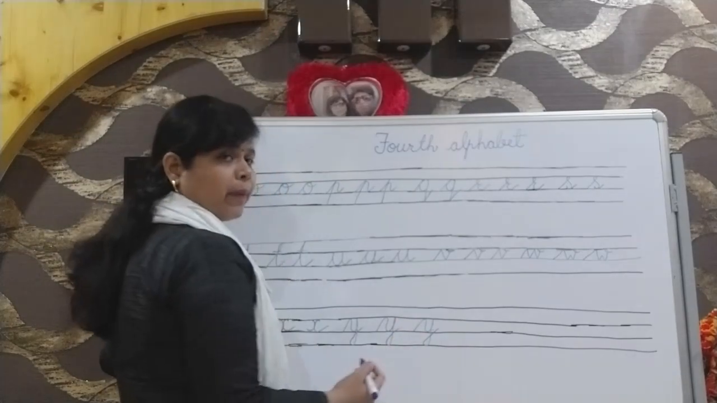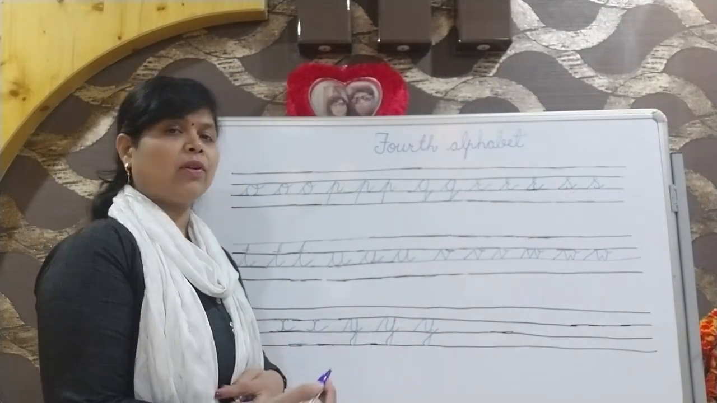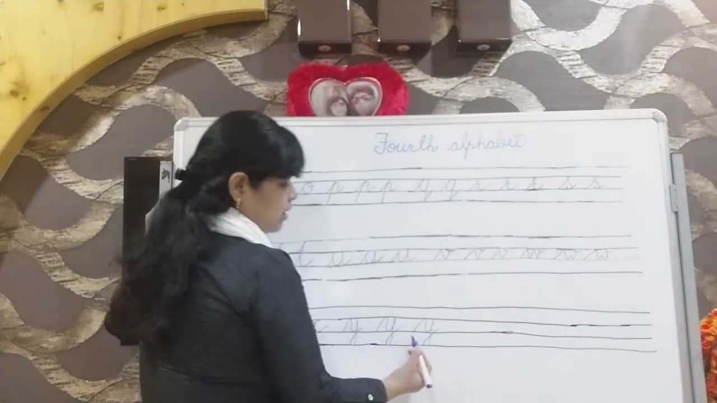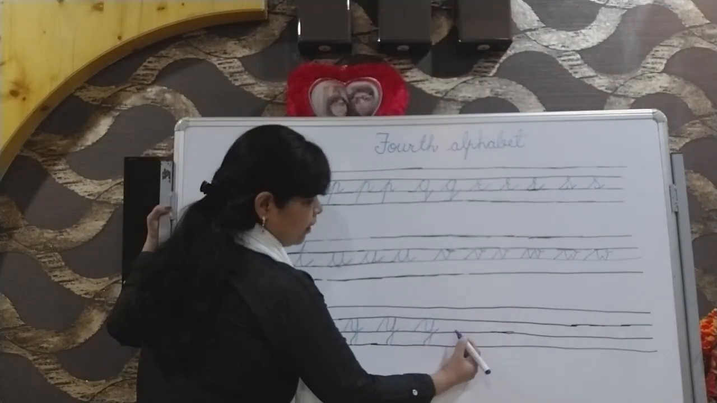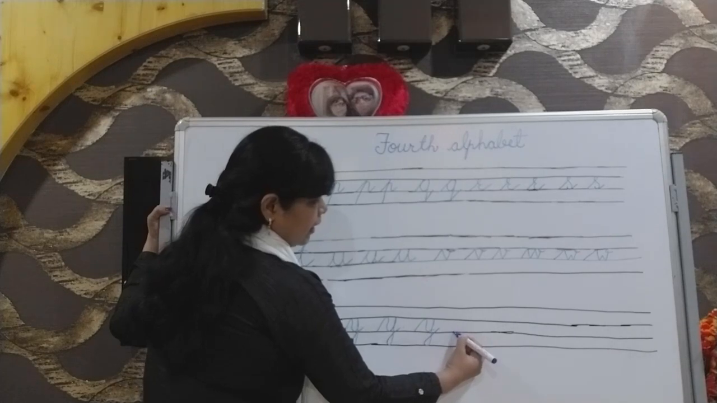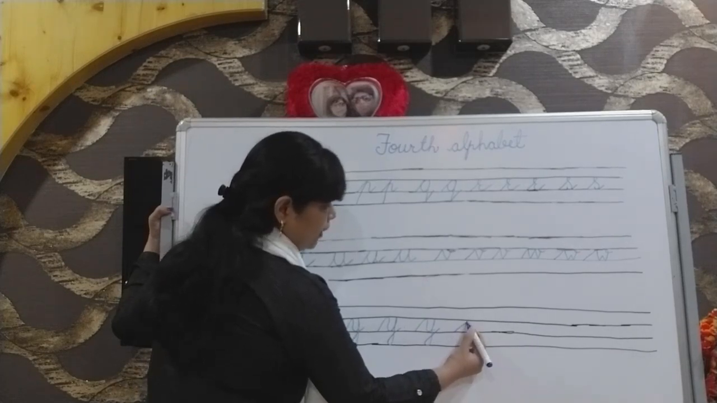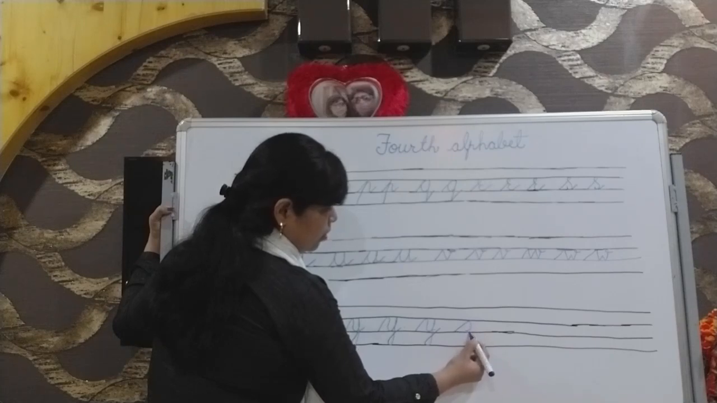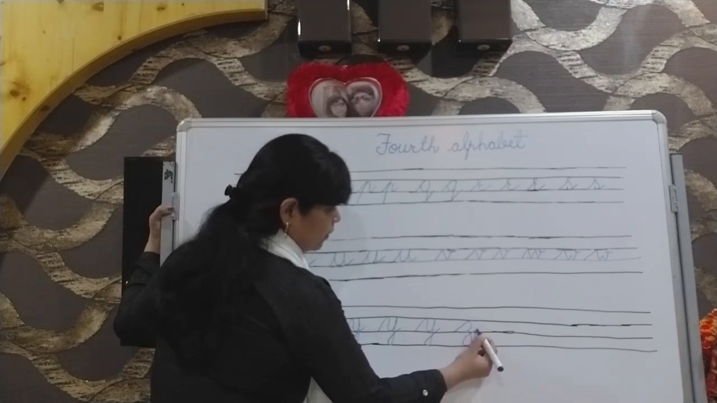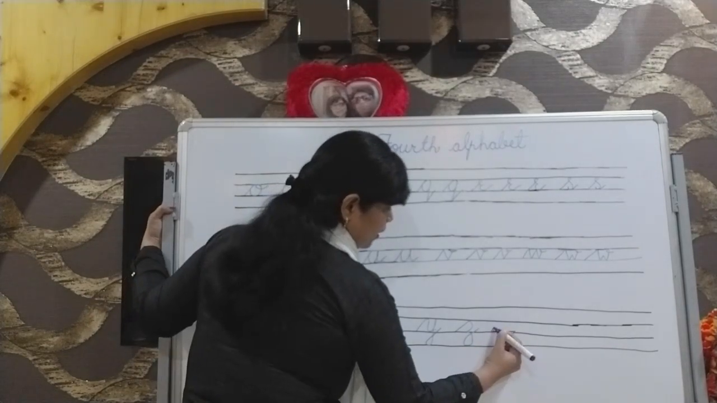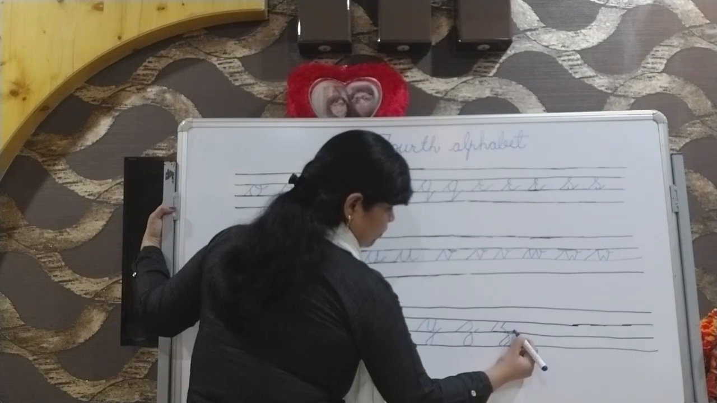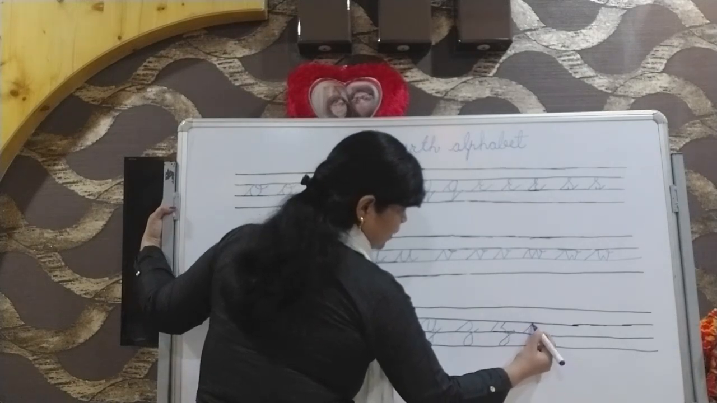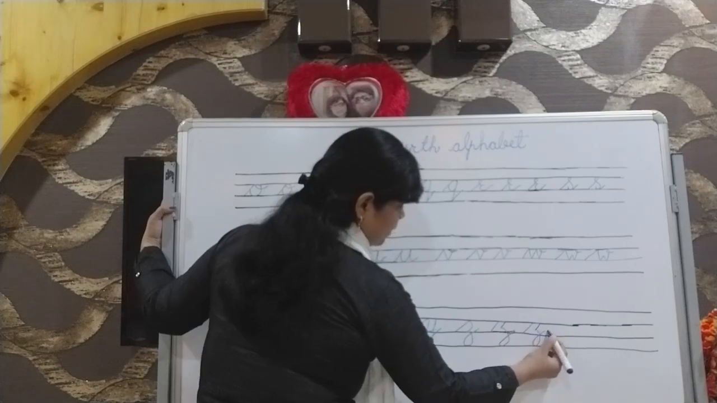Now Z. Z is a little typical. Students are feeling problems to draw Z. Look carefully please. How we have started Y, in the same manner we will start Z. Slanting line in the middle line. Then move, and yes. On three lines we have to write Z.